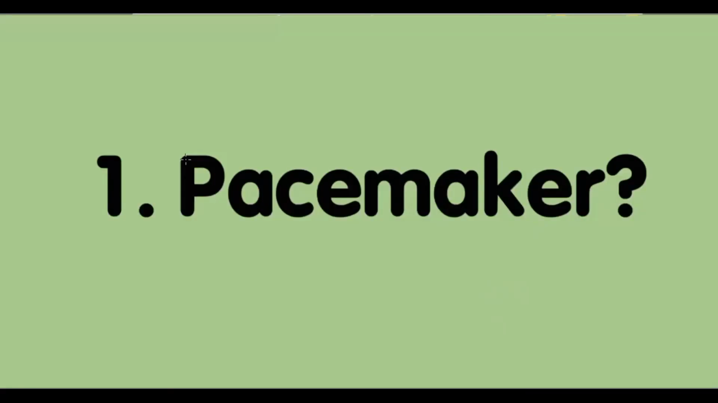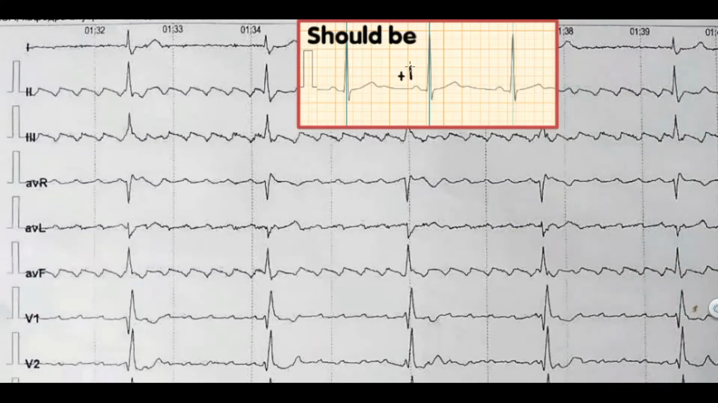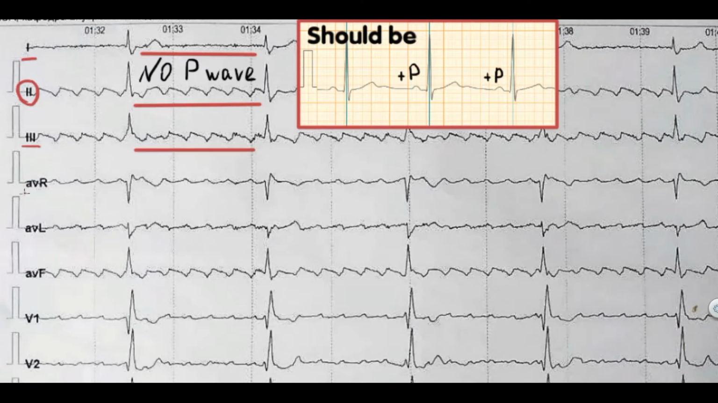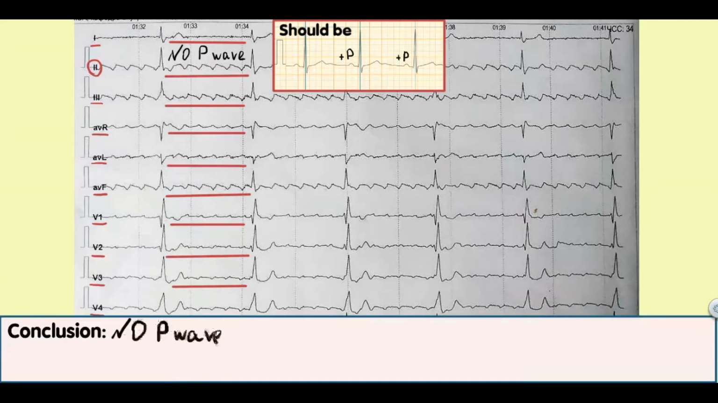The first question for this ECG is who is the pacemaker of the heart, sinus node or not sinus? For this we need to find the P-wave, firstly in second standard lead and then in other leads. There is no P-wave in any lead that we have. According to this, the rhythm is not sinus.